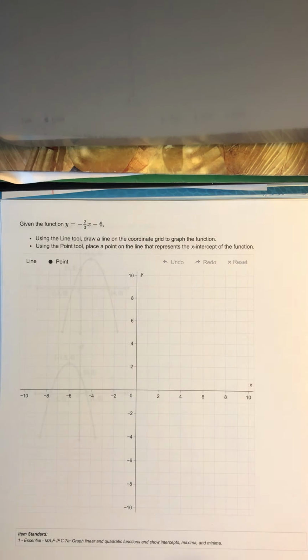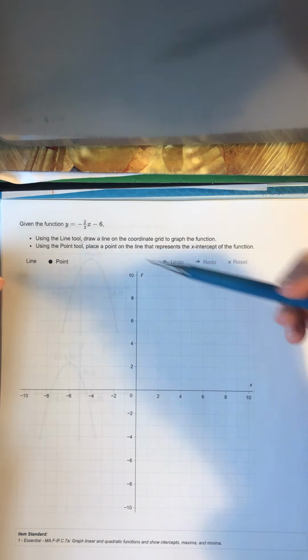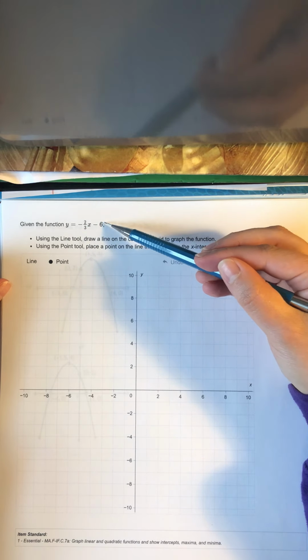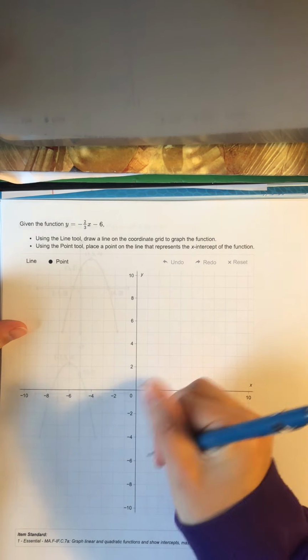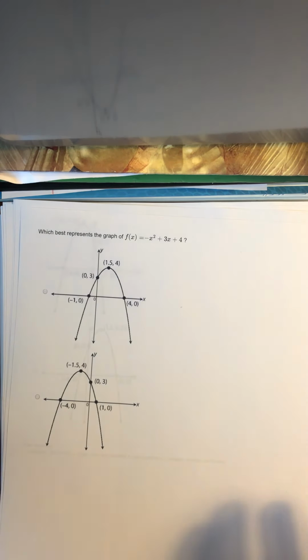Next, negative 2/3 x minus 6, same thing, we're going to graph. Oh, actually no, do this one on your own. Do this one on your own, easy enough.